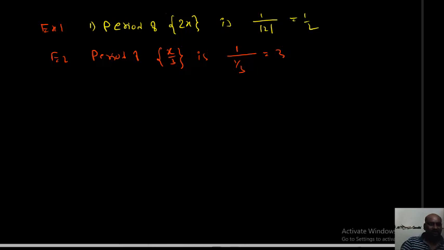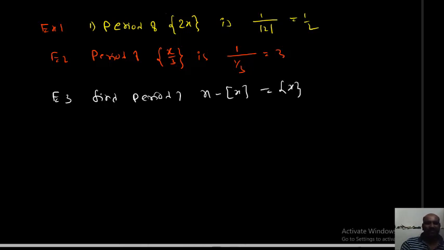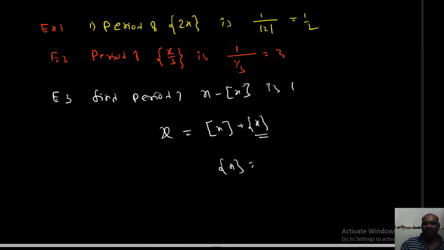Books, how will they ask in the exam? Find the period of x minus [x]. Don't confuse, x minus [x] means the fractional part of x only. The period is 1 only, because what is the definition of the fractional part of x? Any real number can be written as integral part plus positive decimal part. Make the decimal part the subject: it equals x minus [x] only. So x minus [x] is nothing but the fractional part of x.